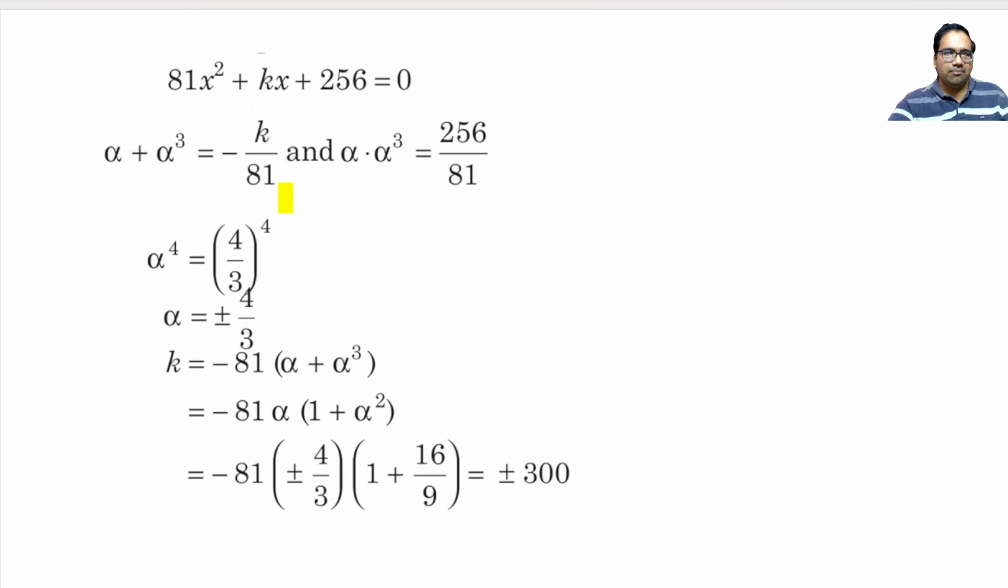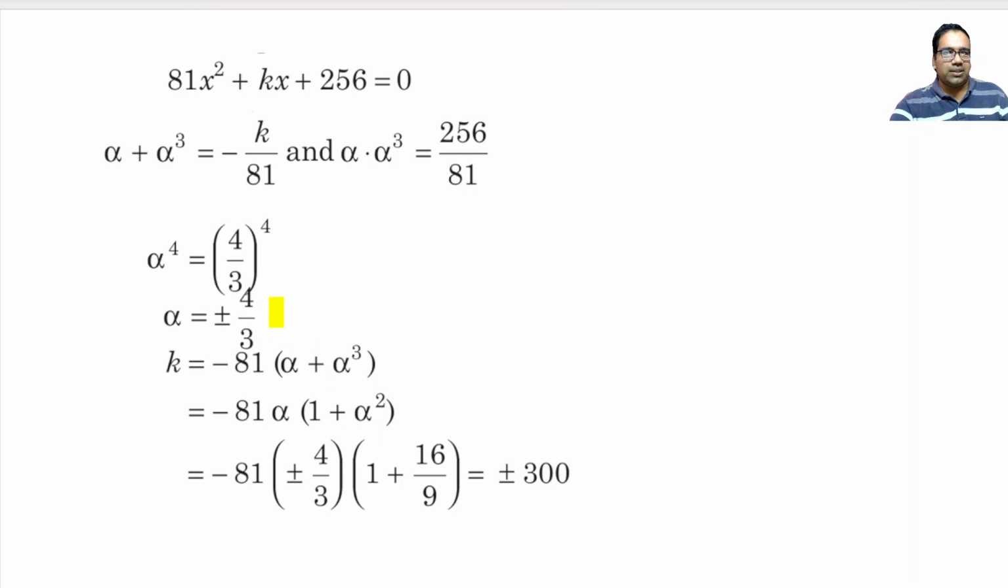k equals minus of 81 into alpha plus alpha cube, from this equation. What would be k? k equals minus of alpha plus alpha cube into 81. We want to find out k, so let's express it like this. Now let's take alpha common: minus 81 alpha into 1 plus alpha squared.